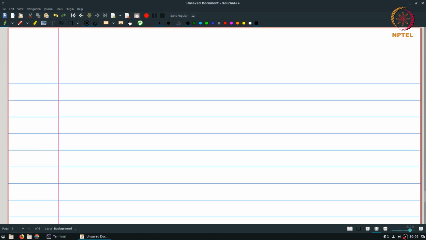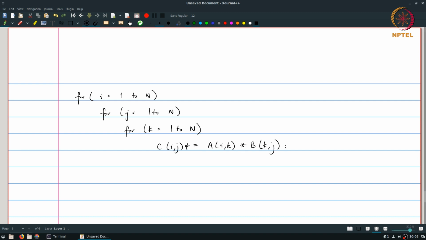So let's go back and look at the source code that we have, which is basically the for loops. For i is equal to, I'll just rewrite this in a slightly simpler manner, 1 to n. For j is equal to 1 to n. For k is equal to 1 to n. Right? C of i j plus equals A of i k into B of k j.